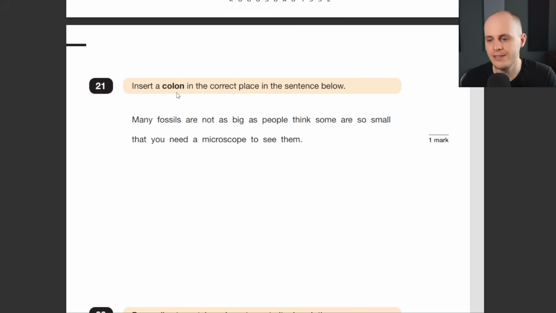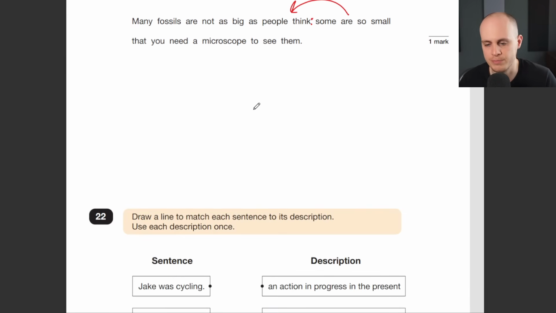Insert a colon in the correct place in the sentence below. So colons are used to introduce clauses or words or phrases, okay? They're very similar to semicolons, but you've got to have this idea of introducing. Many fossils are not as big as people think. That's a complete clause by itself, isn't it? My gut feeling straight away is that the colon goes here. Some are so small that you need a microscope to see them. It clearly goes here just from the reading. Many fossils are not as big as you think. It's introducing, okay, well, how big do people think they are then? Or how big are they? Some are so small that you need a microscope to see them. It kind of explains the first clause, right? That's what the colon's doing, introducing that explanation.